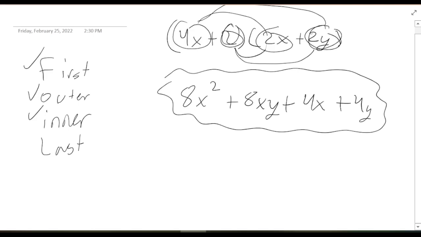And none of these terms have the same variable, right? So this x squared cannot combine with this xy because this y is attached to this x. Same thing for this 4x. This 4x cannot combine with this 8xy because this 4x only has an x. It does not have an xy. And it can't combine with x squared because if we're adding them, they have to be raised to the same power. However, 4x is not 4x squared, so we cannot combine it with that. Same thing with 4y. 4y cannot combine with 8xy because it's missing an x. It would need that x in order to be combined. So this would be our final answer.